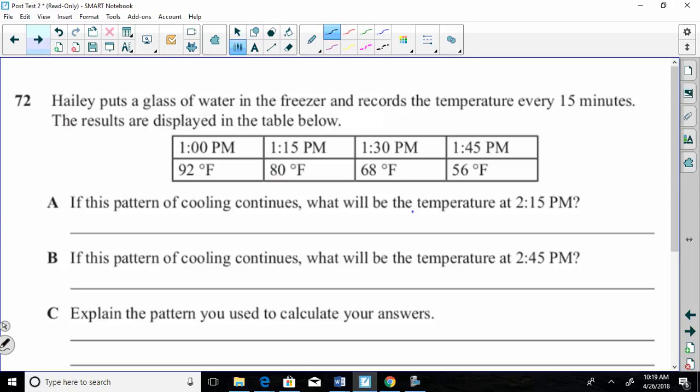So this one's pretty easy. They're saying every 15 minutes something's happening with your temperature. What is happening? It's decreasing. By what? 15. Oh, no. 12.